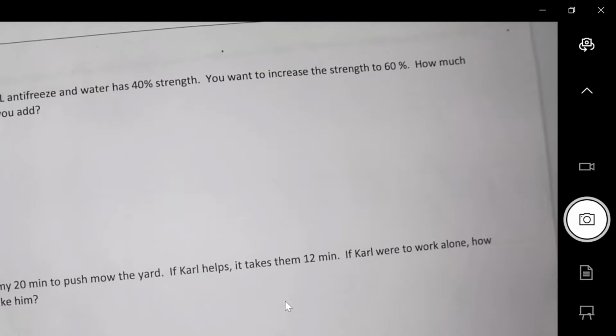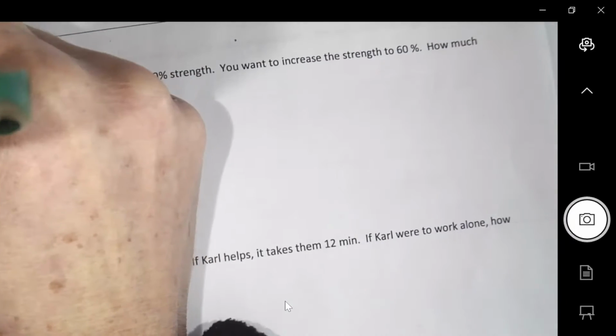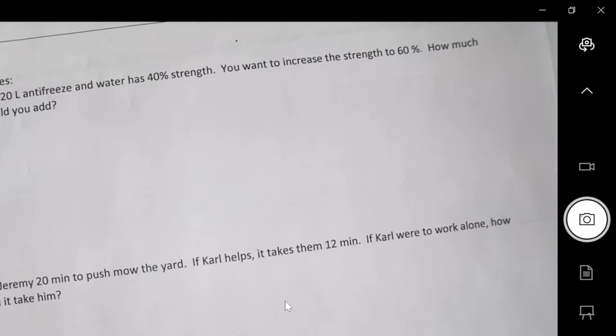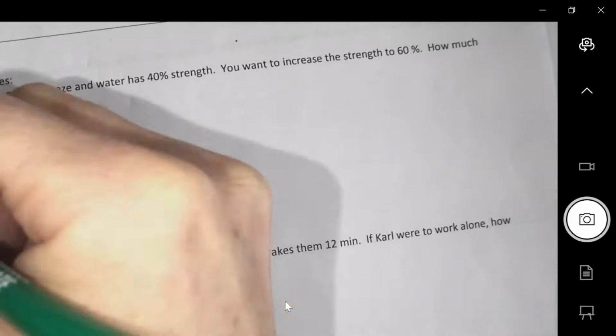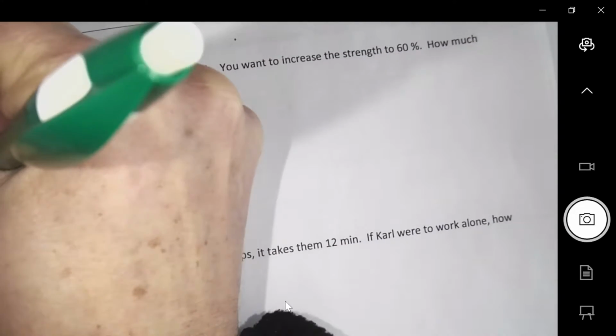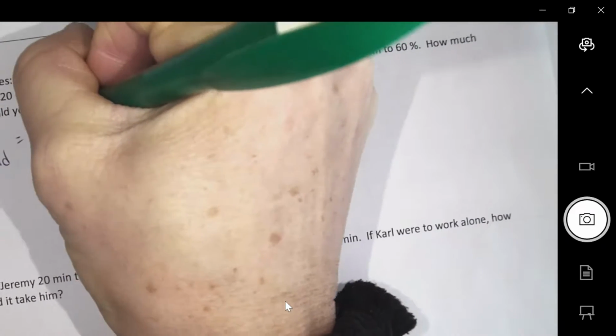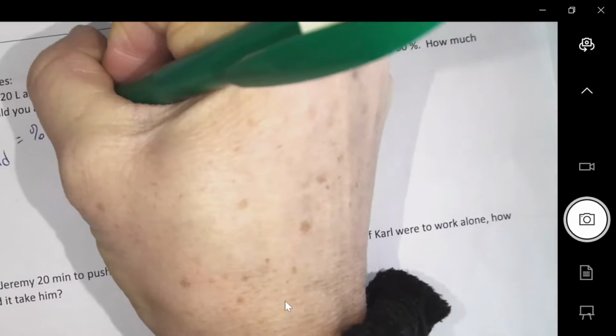Okay. So when we're doing these problems, here's the understanding. However much chemical is in something divided by its total fluid is its percent strength.